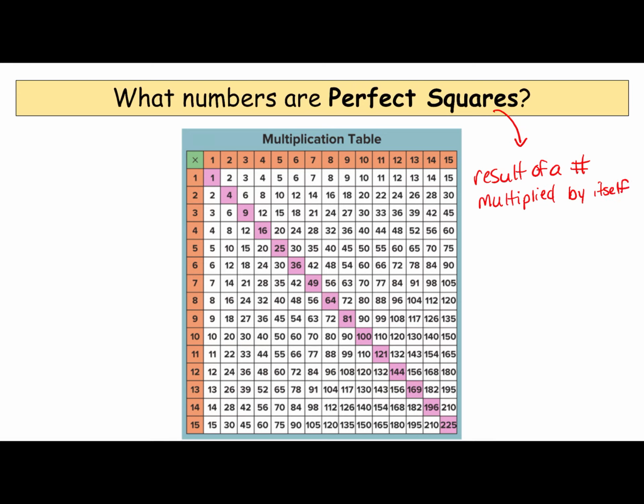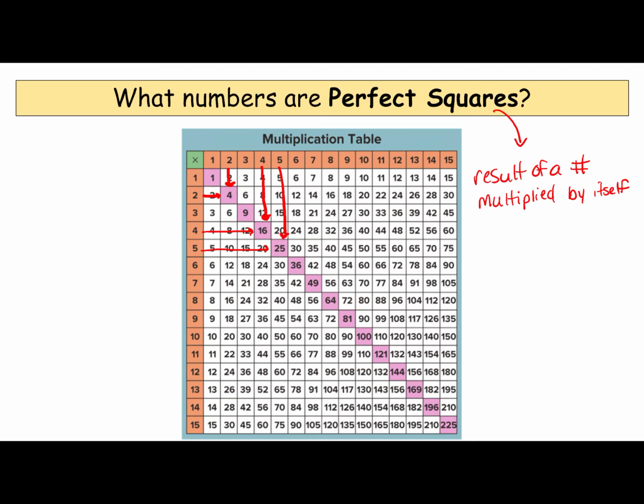Everything in the pink that you see in the table here is a perfect square, because if you take two of the same number, you get a number in the pink. So, for example, 4 is a perfect square because 2 times 2 is 4. Another one, 16 is a perfect square because 4 times 4 is 16. 25, 5 times 5 is 25. That's why these are perfect squares.